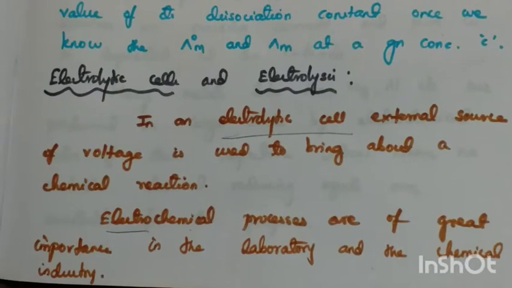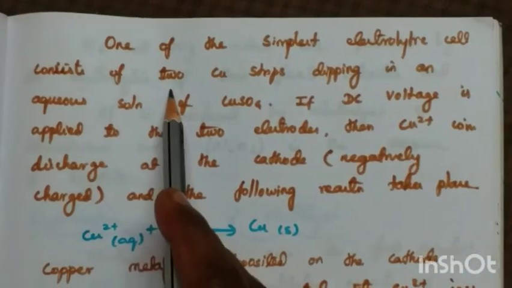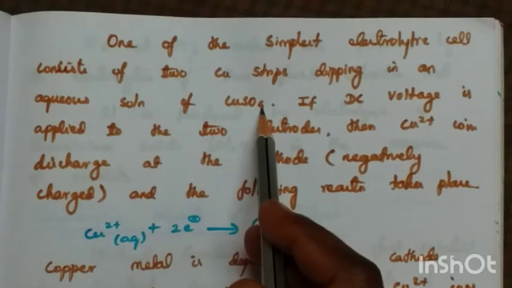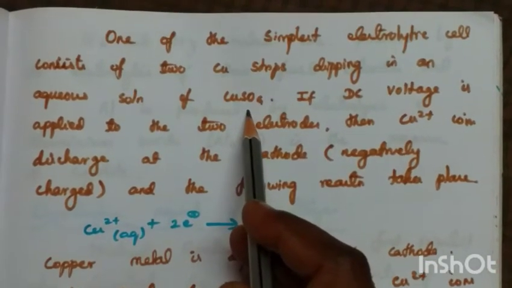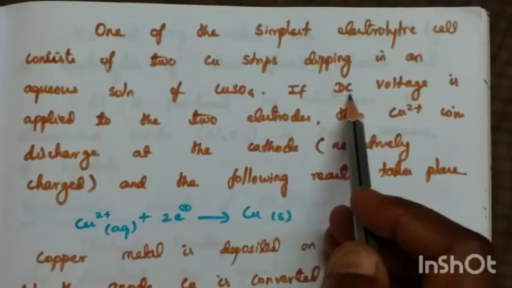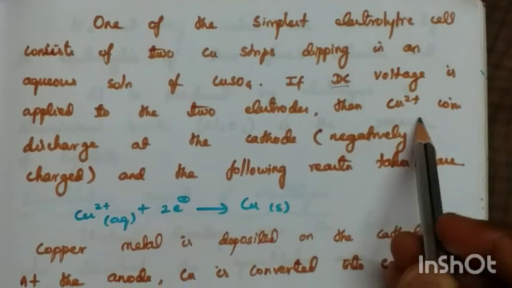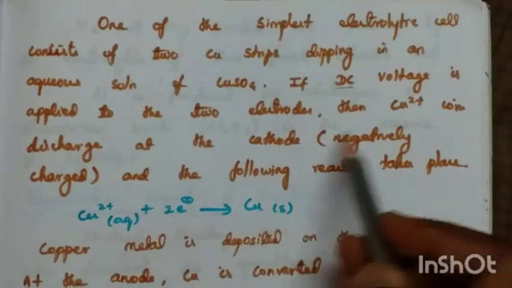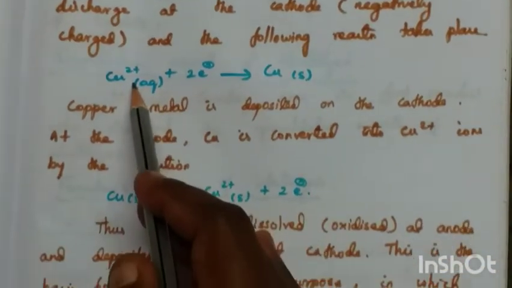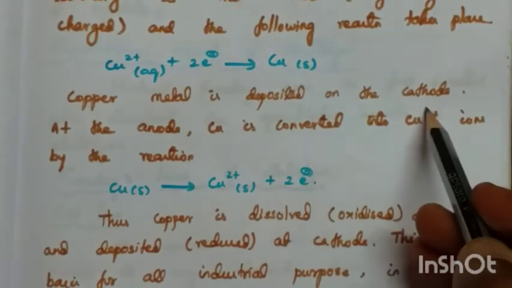One of the simplest electrolytic cells consists of two copper strips dipping in an aqueous solution of copper sulfate. That means we are taking one beaker with copper sulfate solution. In that, two copper electrodes are dipped. If DC current, direct current voltage, is applied to the two electrodes, then what happens? Cu²⁺ ions migrate to the cathode to get reduced, and the following reaction takes place. Cu²⁺ ions in the beaker accept the electrons to give copper. Copper metal is deposited on the cathode.